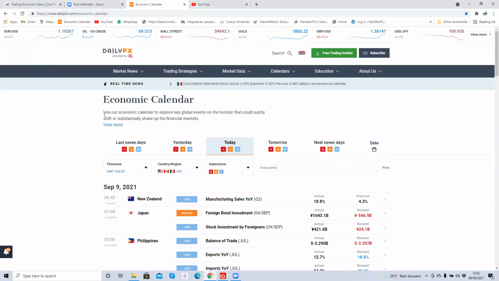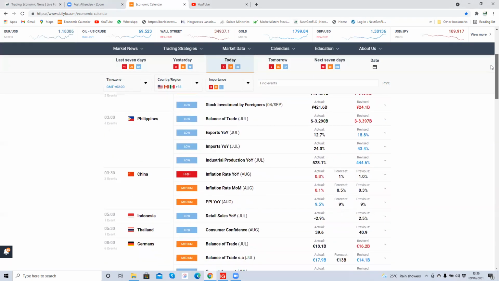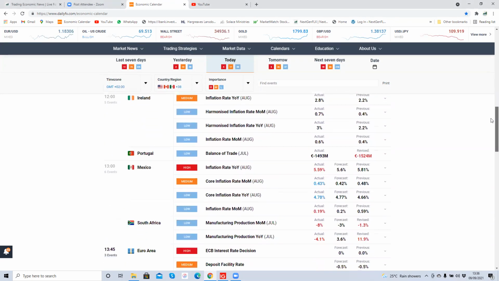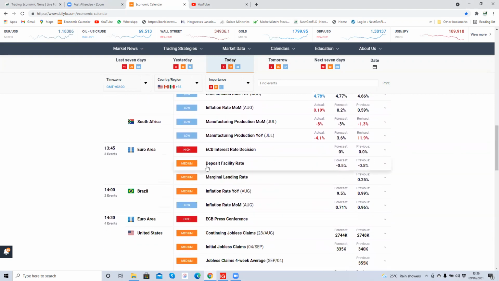So looking at the economic calendar today, today is Thursday, the 9th of September, and I'm using the GMT +2 time zone. So again, make sure you set your own economic calendar to the time zone wherever you're based. Mine is GMT +2, so the times I'll be quoting are GMT +2 times. We've also known throughout the week that today is a big day for the European Central Bank interest rate decision.